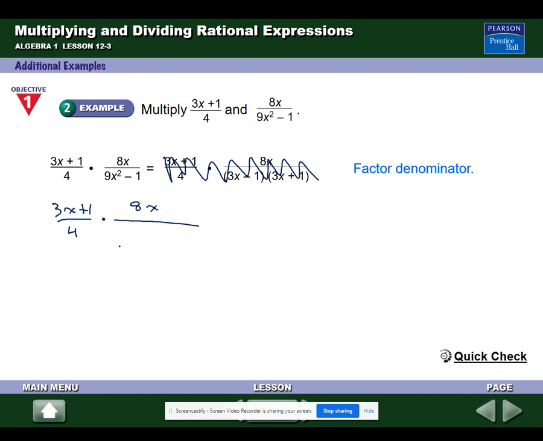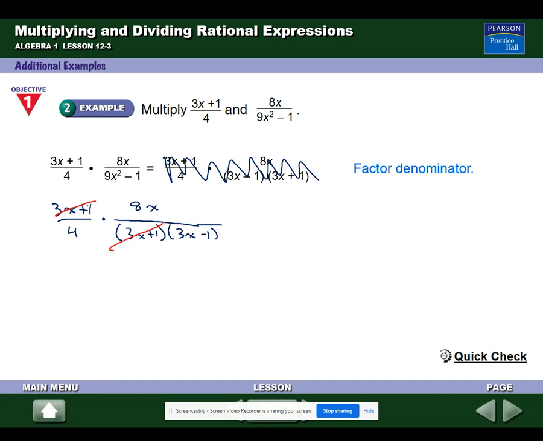9x squared minus 1 is a difference of squares. We can write that as 3x plus 1 times 3x minus 1. Don't forget the difference of squares that we learned in chapter 9. Extremely important. Comes up again and again. And as I just stated, now you have 3x plus 1 that you can cancel from the numerator of this fraction to the denominator of this fraction.